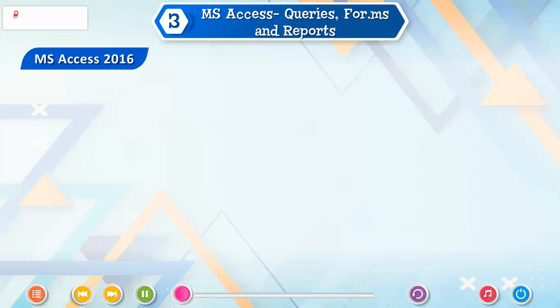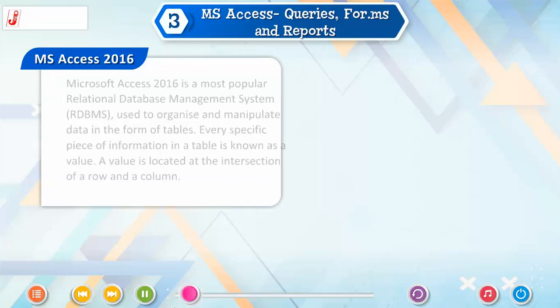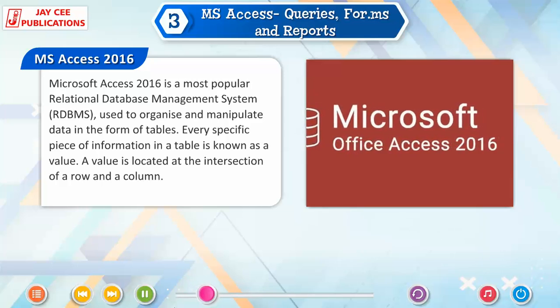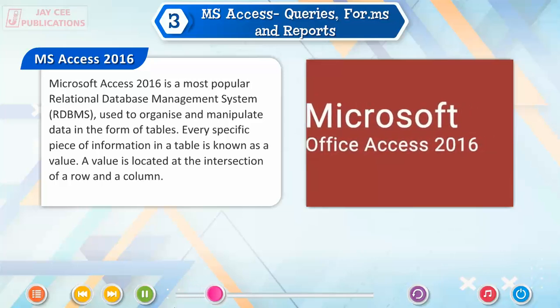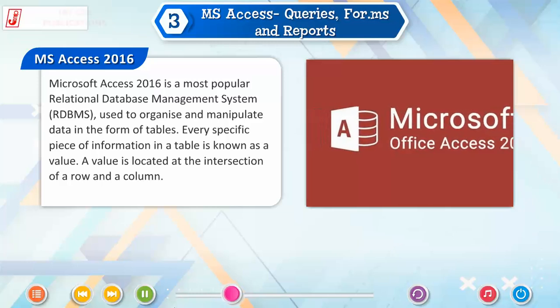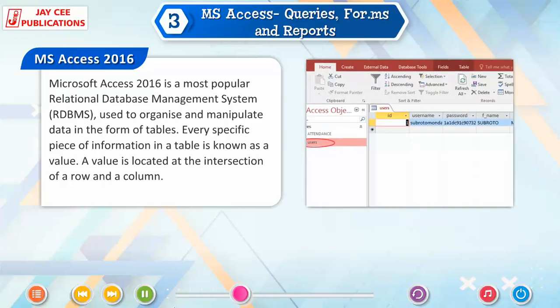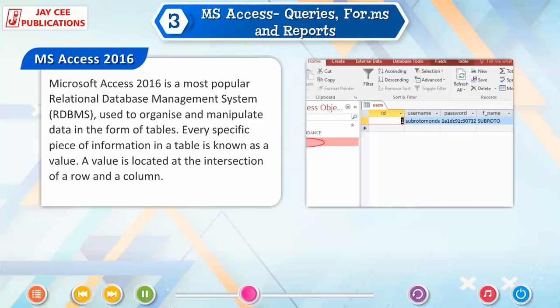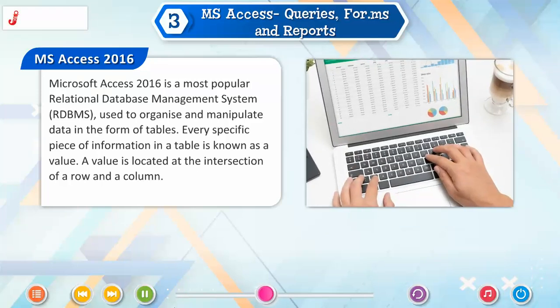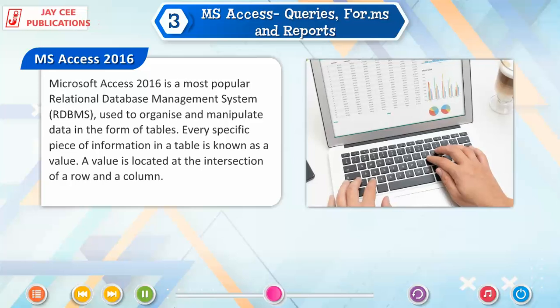MS Access 2016. Microsoft Access 2016 is the most popular relational database management system (RDBMS), used to organize and manipulate data in the form of tables. Every specific piece of information in a table is known as a value. A value is located at the intersection of a row and a column.